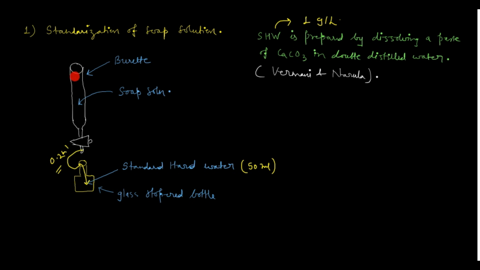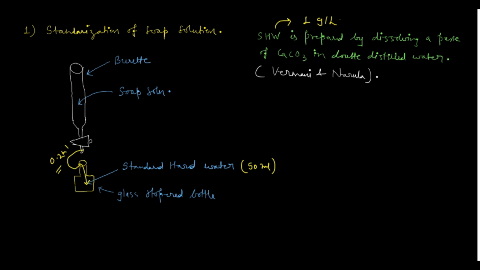This is your burette, and here a glass-stoppered bottle is there. I am not using a flask here because I need to shake this reaction mixture vigorously each and every time. That's why I take the glass-stoppered bottle. I will fill the burette with the soap solution, and in the glass-stoppered bottle I will take 50 ml of the standard hard water, which is something very important you should note. Then I will start the titration.